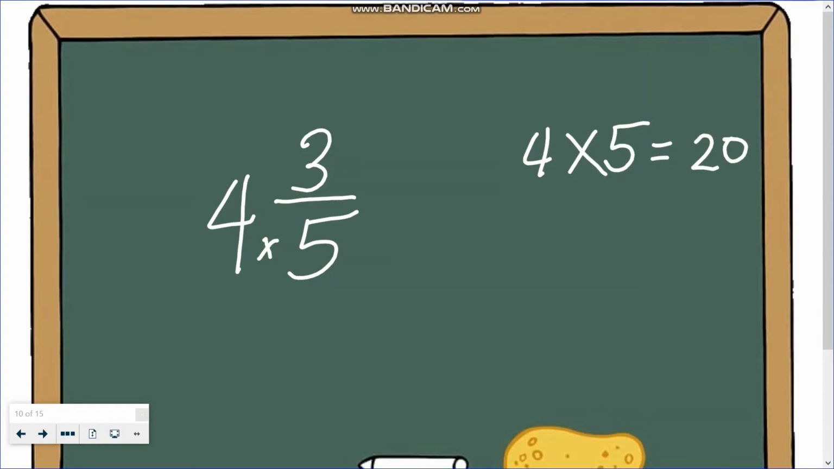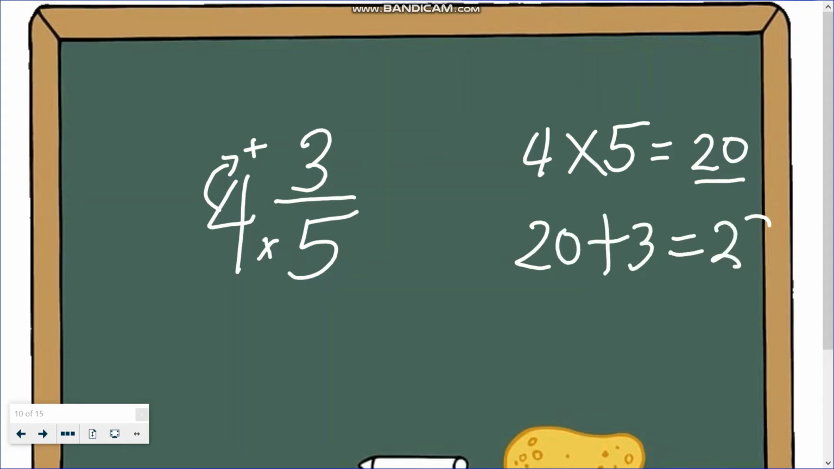And then once you get the answer, you have to add it to 3. So 4 times 5 is 20, plus 3. So we have 23 over 5, or 23/5. Okay?